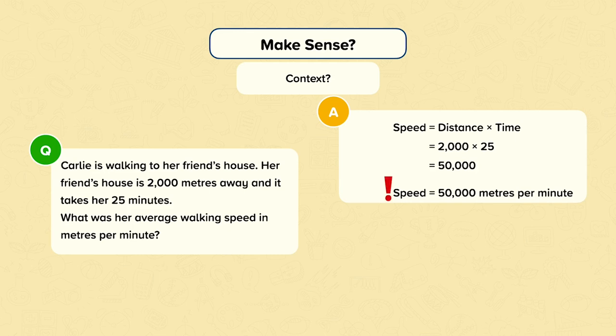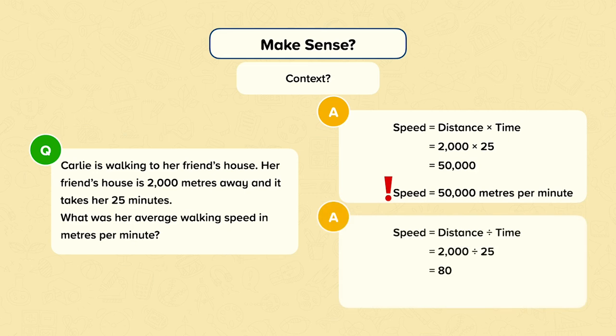Does it make sense that a walking speed is 50,000 metres per minute? That's 50 kilometres every minute. So in this case, taking the time to think about whether the answer makes sense in the context of the question tells us that it is wrong. The mistake is in the formula. Speed is distance divided by time, which gives an answer of 80 metres per minute, which seems much more likely and possible.